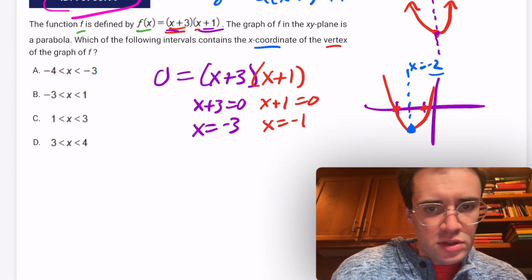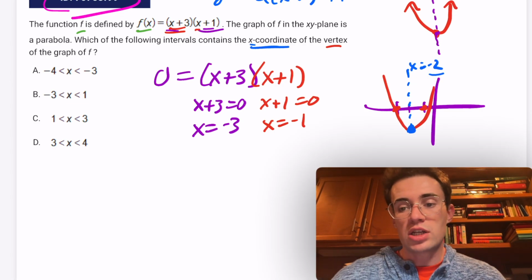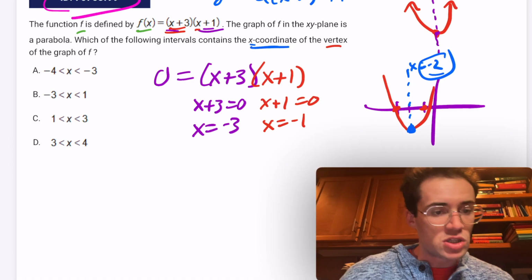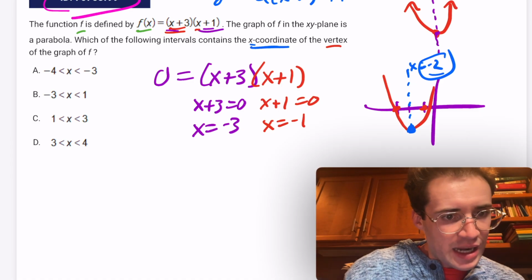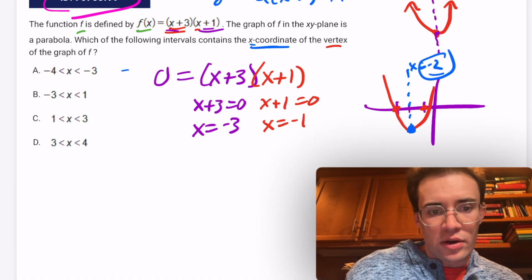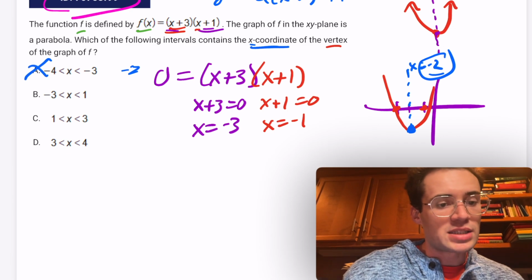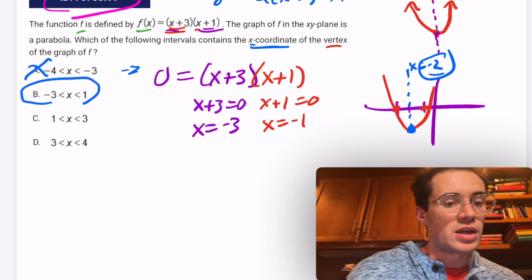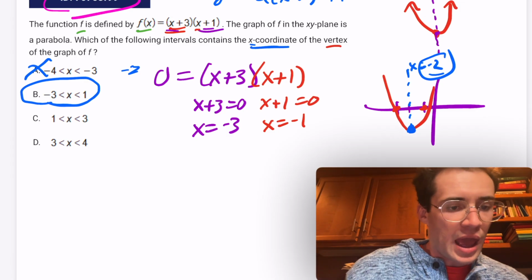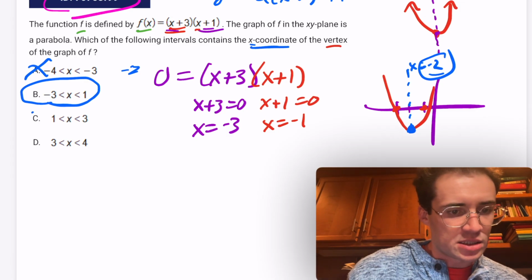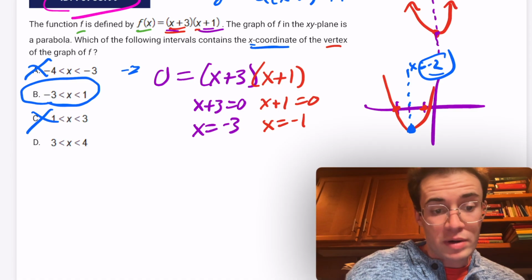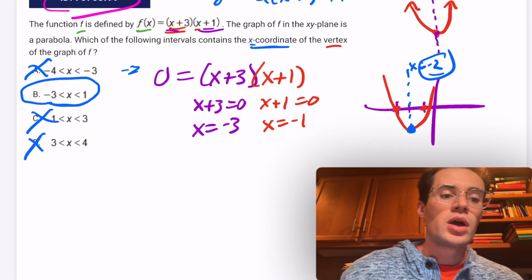Which of the following intervals contains the x-coordinate? So we just need to figure out which interval contains x equals negative 2. So negative 4 is less than x is less than negative 3. No, negative 2 would be to the right of that on the number line, so that wouldn't include it. Negative 3 is less than x is less than 1. Yes, negative 2 is between negative 3 and 1. And then 1 is less than x less than 3. Nope. 3 is less than x is less than 4. No. So that would be B.